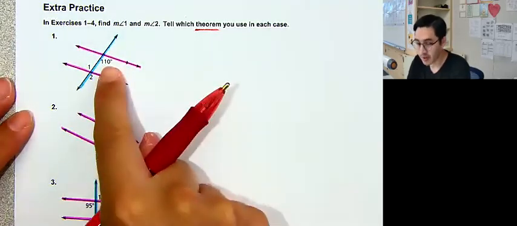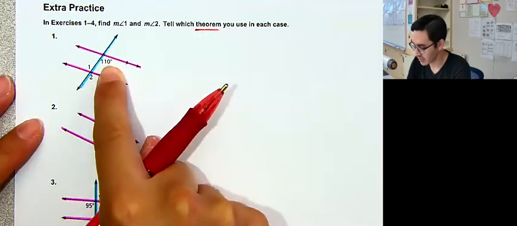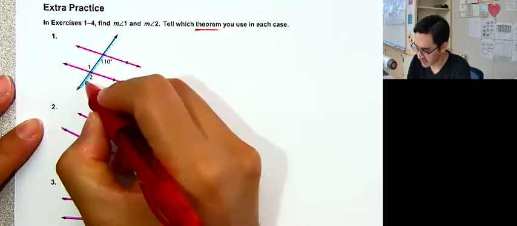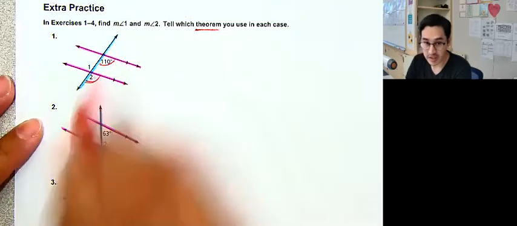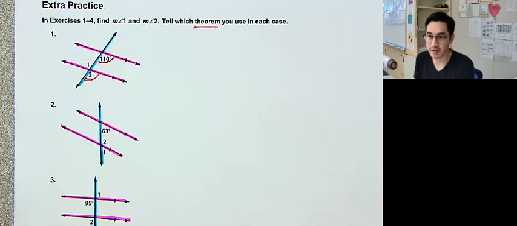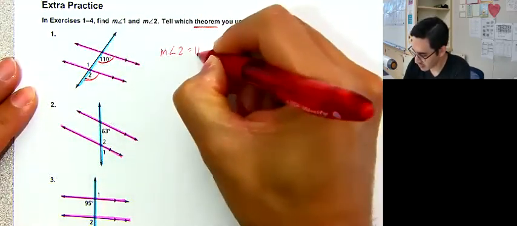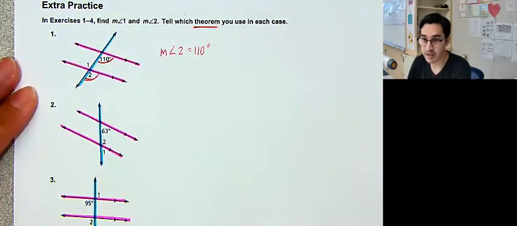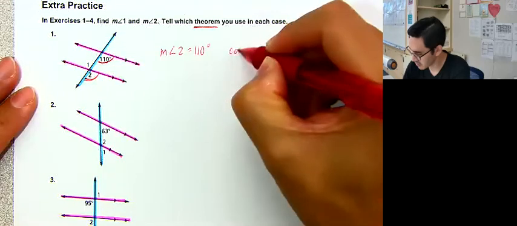All right. So here I have an obtuse angle, which measures 110 degrees. And then I can see that angle 2 is in the same corresponding position. It's kind of in the lower right position of that intersection. Okay. So I could say that the measure of angle 2 is 110 degrees, and the reason is because these two angles are corresponding angles.